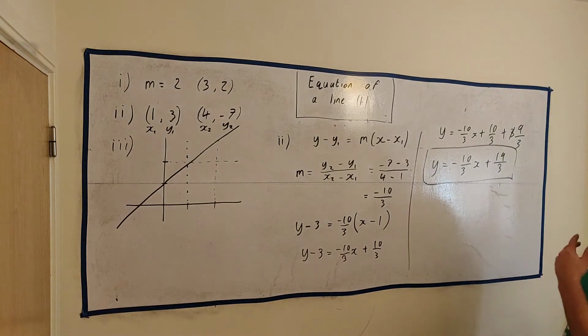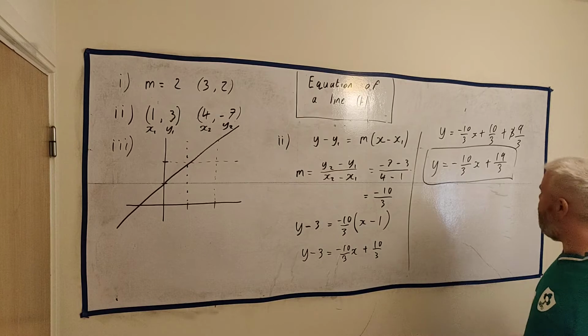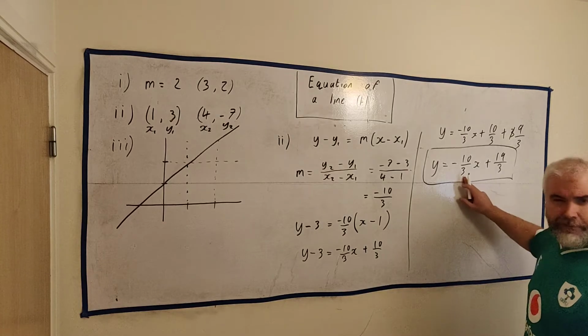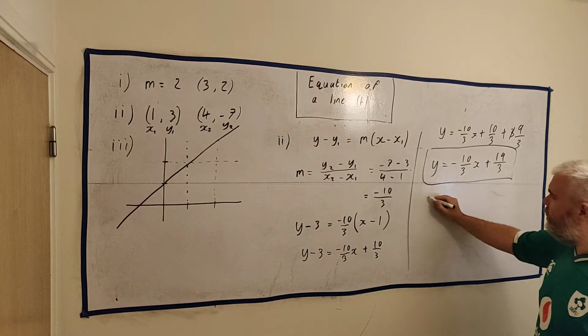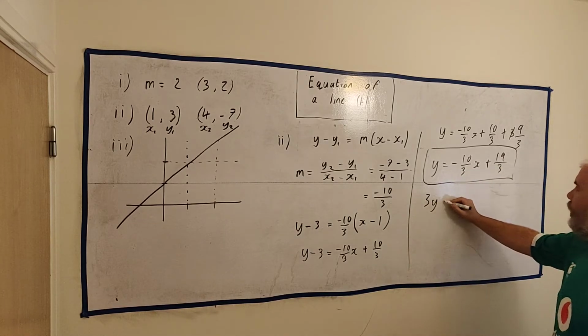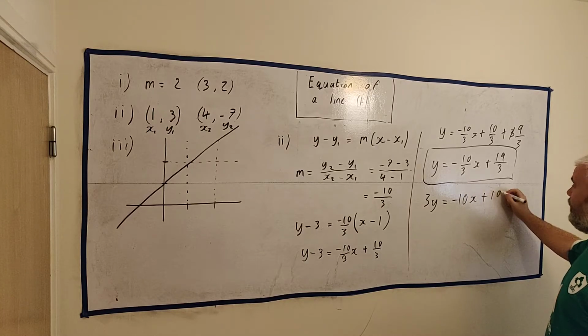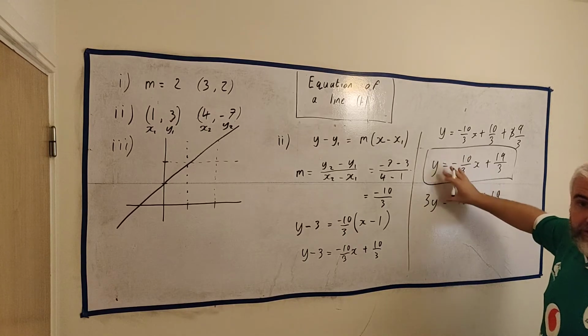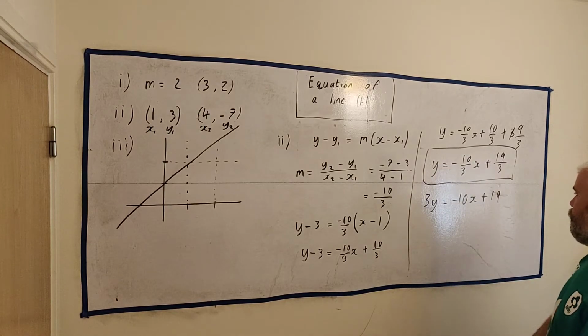Let me just point out one other way we might write that, because I didn't do it in part 1. I meant to do it in this part. Some people don't like fractions, so they end up multiplying everything by 3. So let's see what that would look like. 3y is equal to minus 10x plus 19. That's the same equation. That equation will look just the same as this if we draw it.